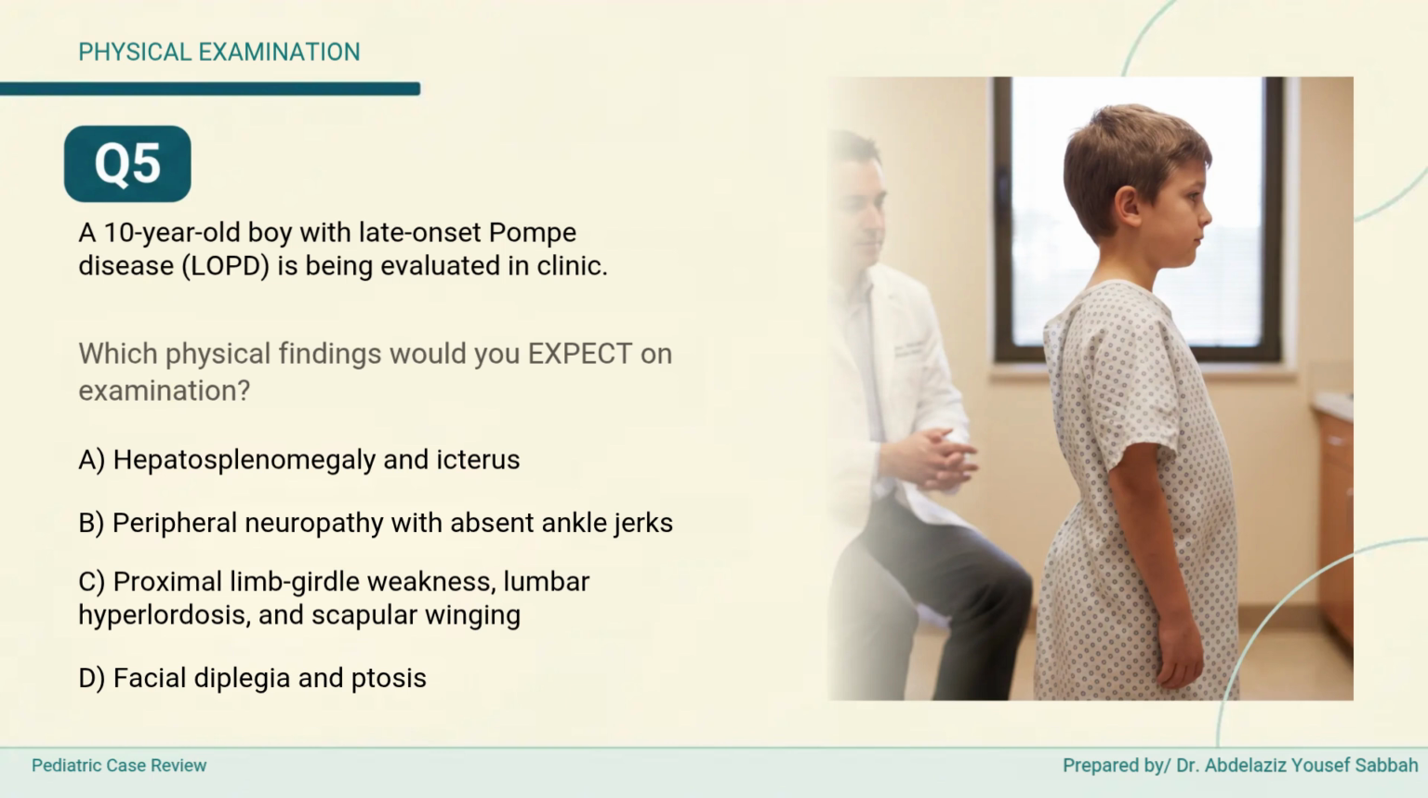Question 5. A 10-year-old boy with late-onset Pompe disease is being evaluated in clinic. Which physical findings would you expect on examination? Option A, hepatosplenomegaly and icterus. Option B, peripheral neuropathy with absent ankle jerks. Option C, proximal limb girdle weakness, lumbar hyperlordosis, and scapular winging.